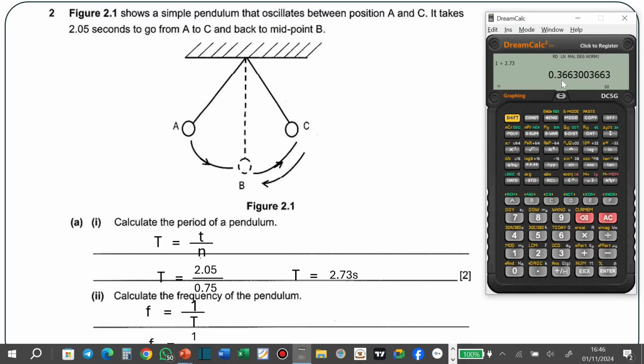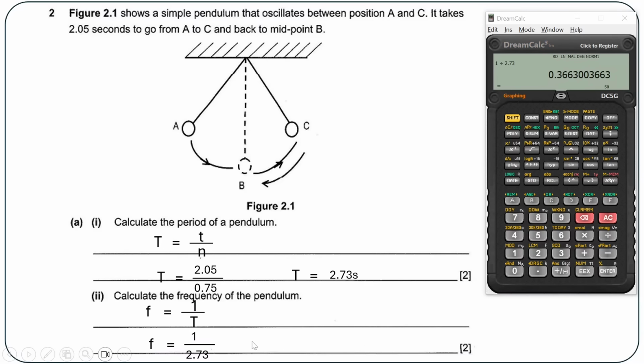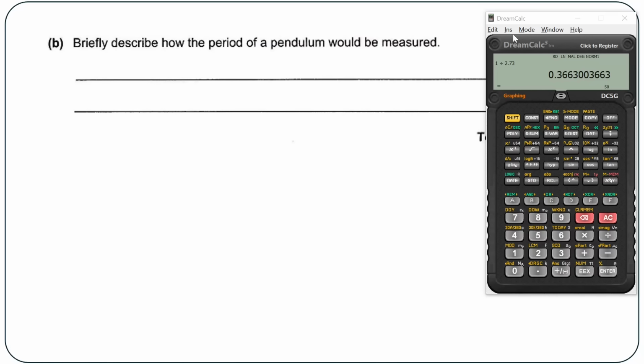We have just gotten a 1 from here added to this one to get 7. So the answer is 0.37 Hz. Here we'll say frequency is equal to 0.37 Hz. The unit for frequency is Hz, so never forget that.